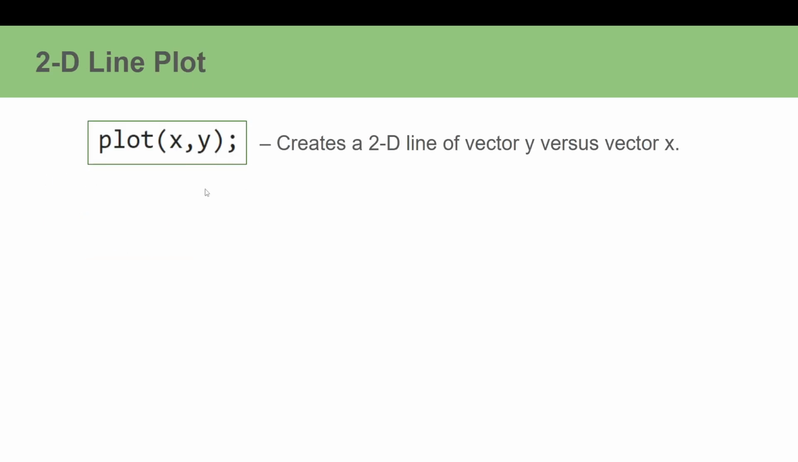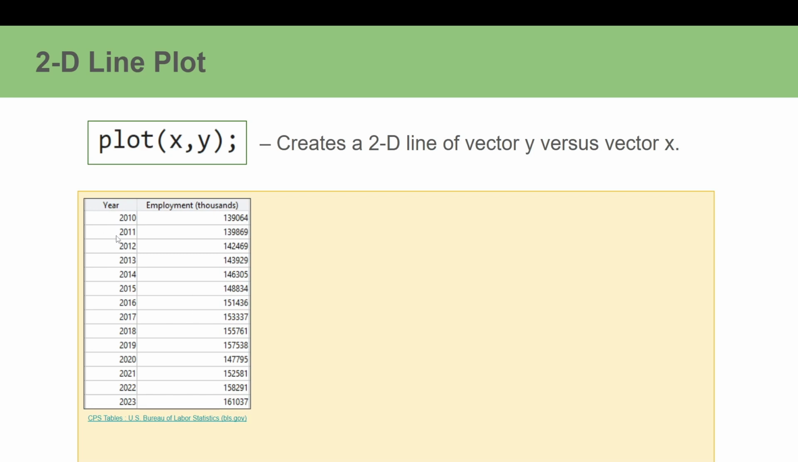So this is the most basic form of the plot function. It has two arguments. You say plot(x, y), and this will create a 2D line of vector y versus vector x. So these need to be the same length. Here's an example. I have this data in a chart. I've got 2010 to 2023, and then I have US employment in thousands.